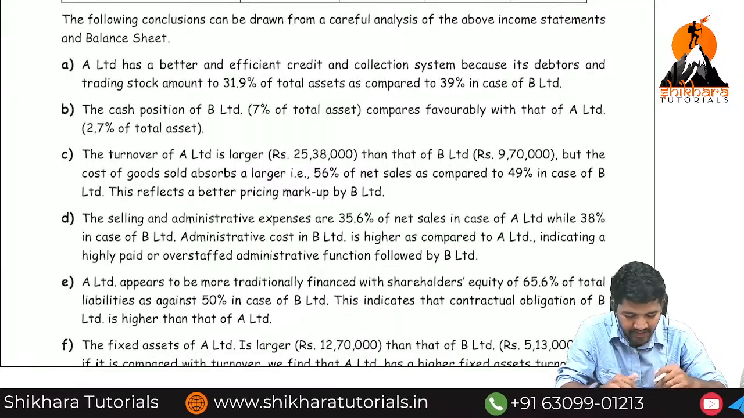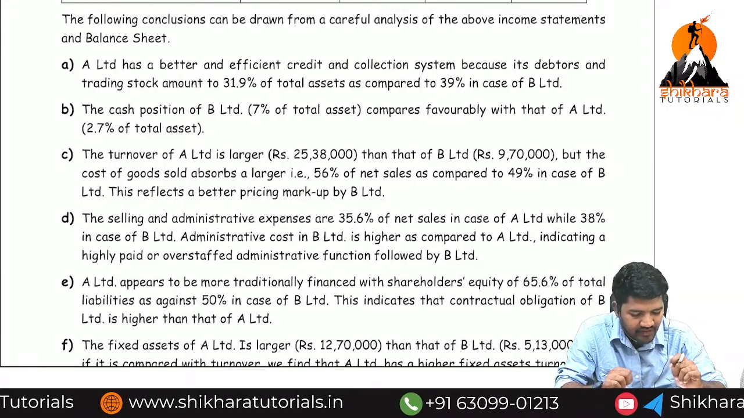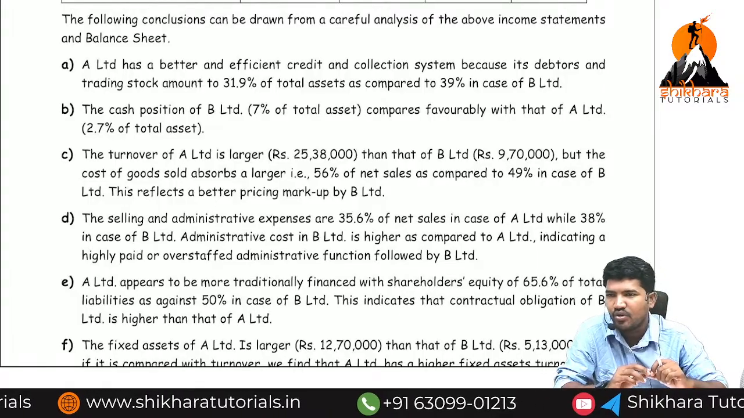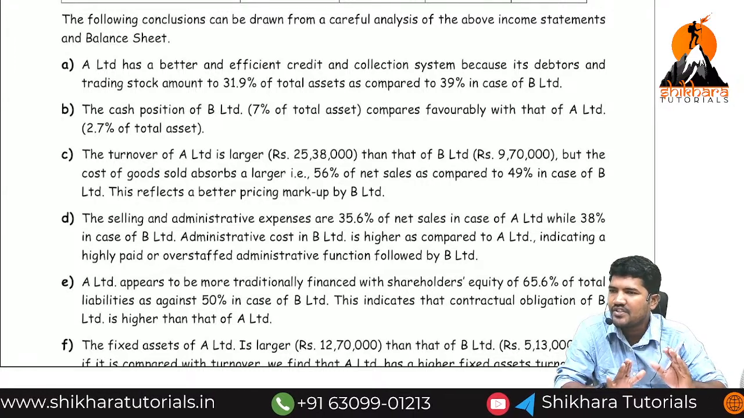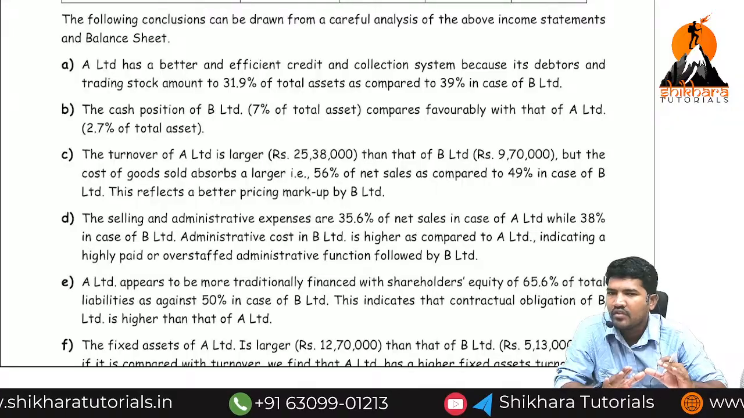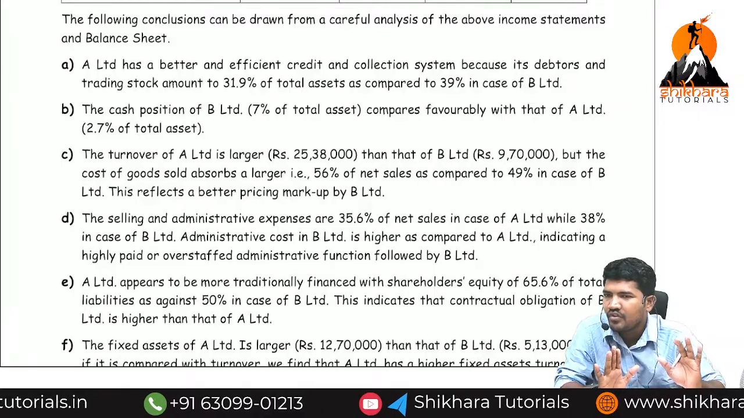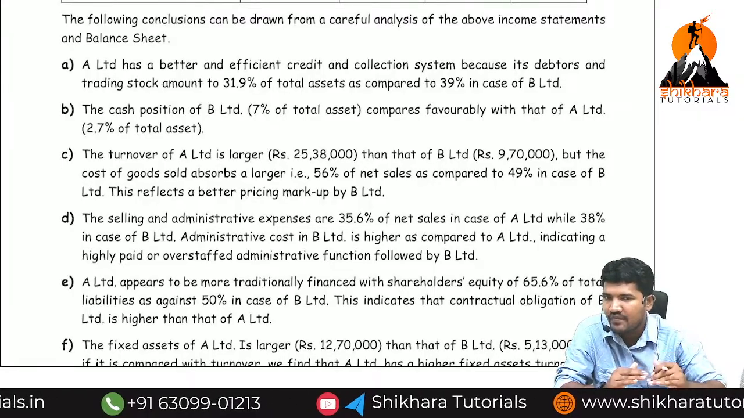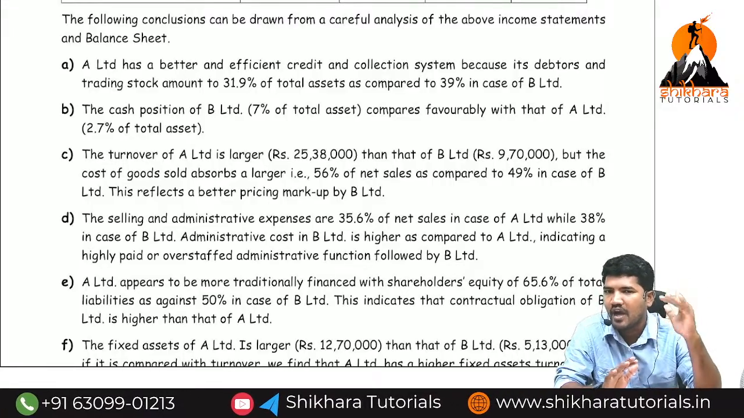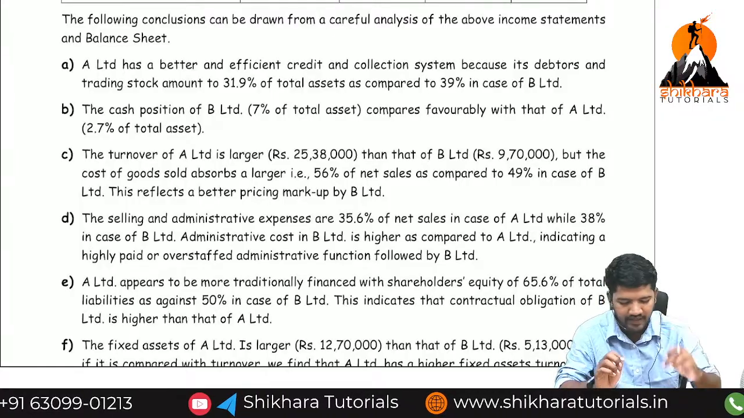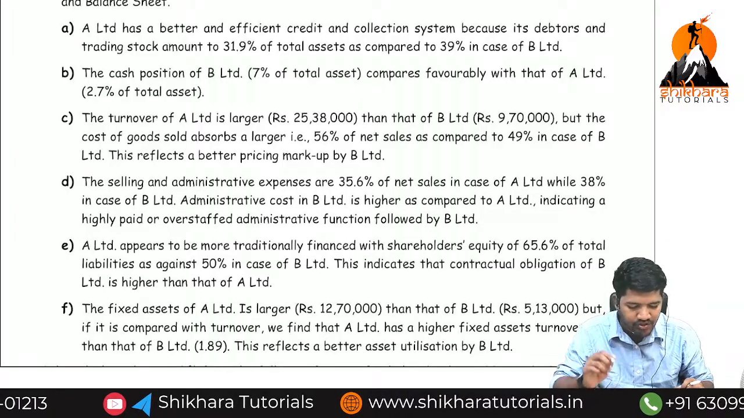Next, the cash position of B Limited, 7% of total assets, compares favorably with that of A Limited, 2.7% of the total assets. I already said if you have a high assets percentage, it shows favorability. If liability shows high, it shows unfavorable. If assets are shown at lower values, it shows unfavorable. High value favorable. Liability vice versa, opposite. Guys, clear?